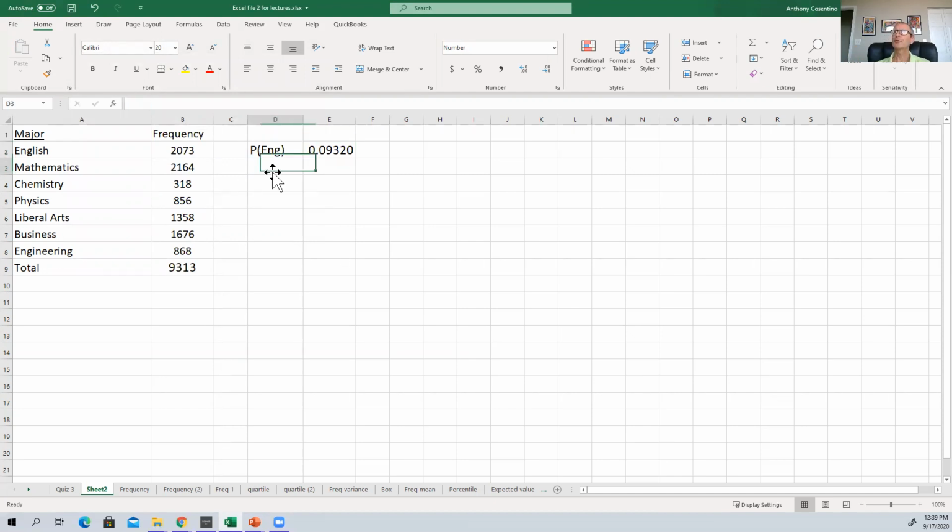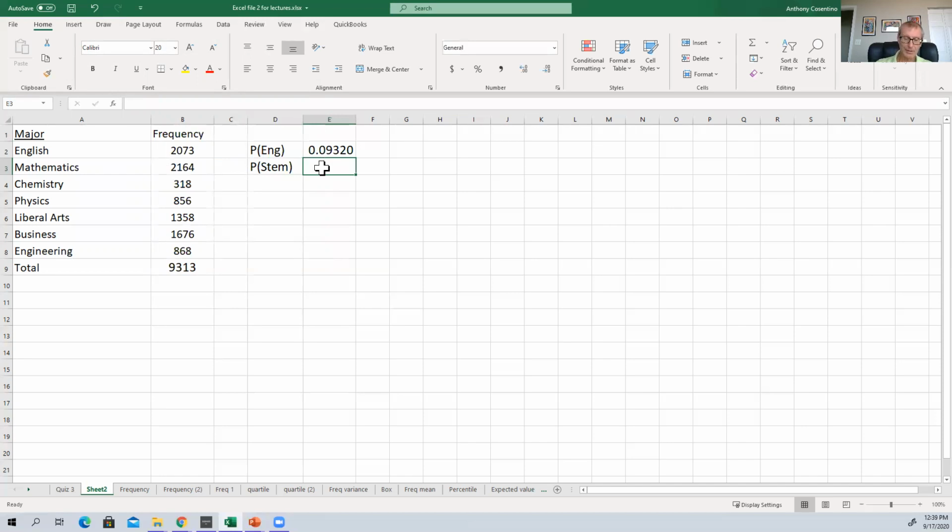So what if you were looking for the probability of, say, the STEM? That is science, technology, engineering, and math. You look at here, and it would be 4 of them, excuse me, mathematics, chemistry, physics, and engineering.